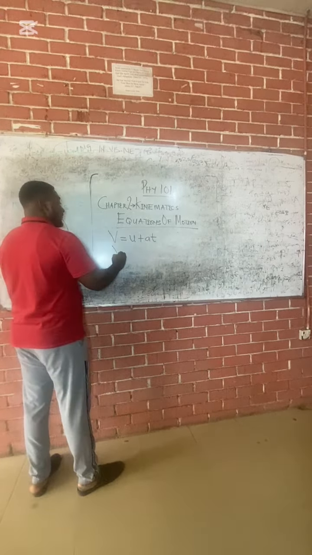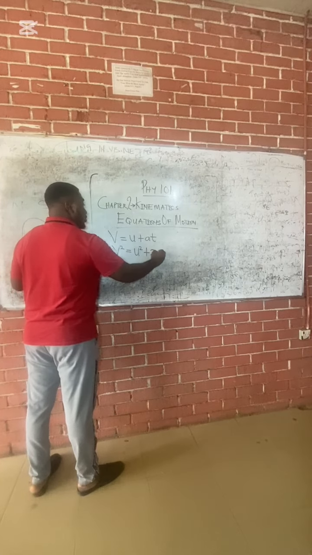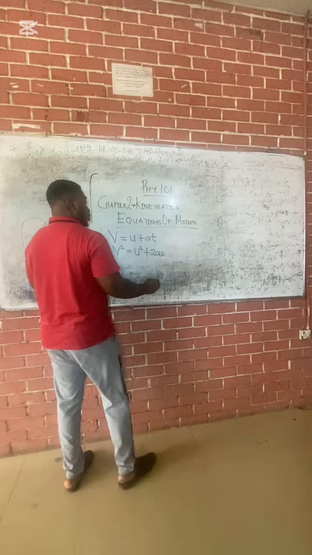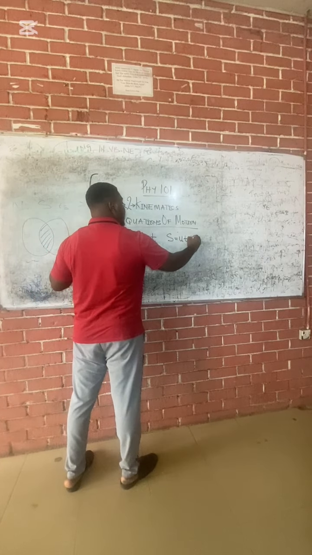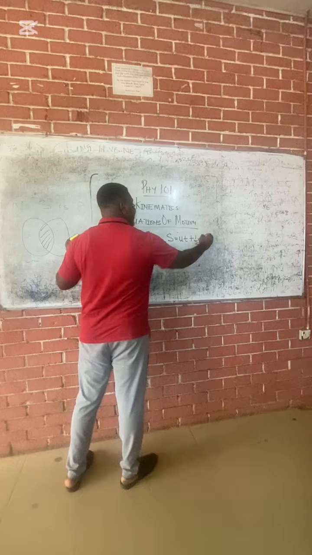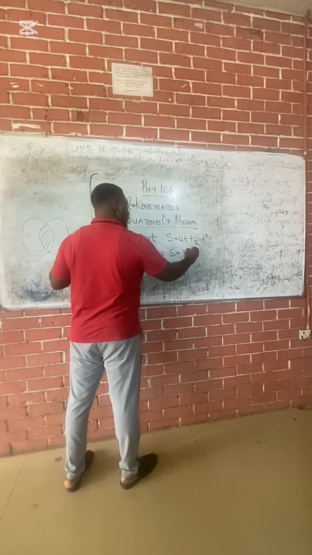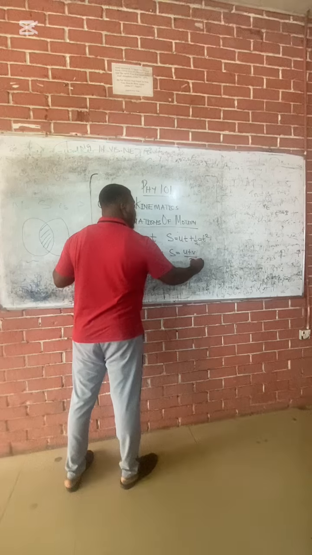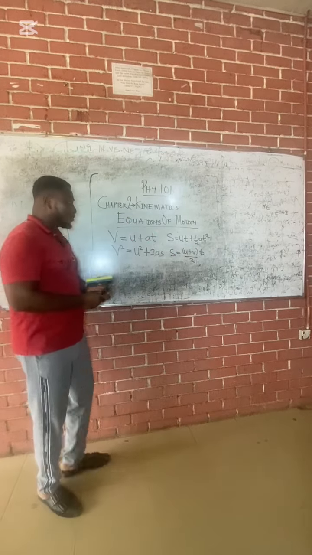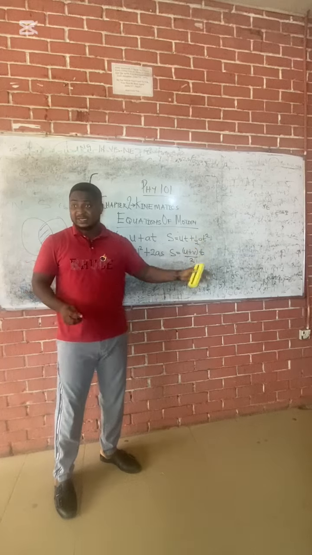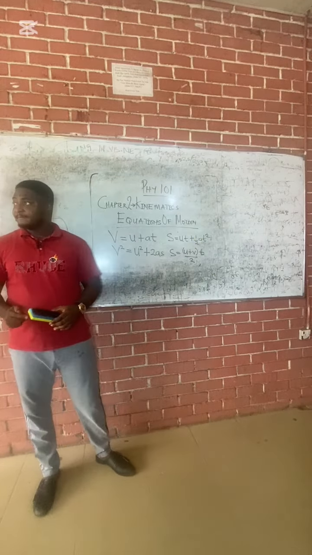The second one, we have V squared equals U squared plus 2AS. The third one, we have S equals UT plus half AT squared. The fourth one, we have S equals (U plus V) over 2, times T. Or sometimes we could put 1 over 2 (U plus V)T, right?